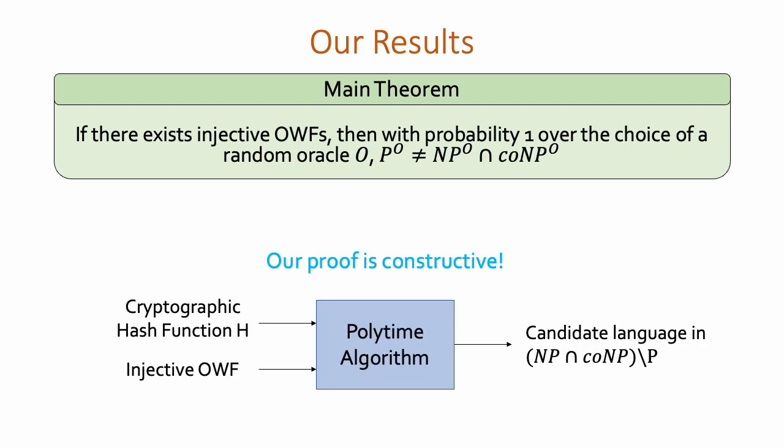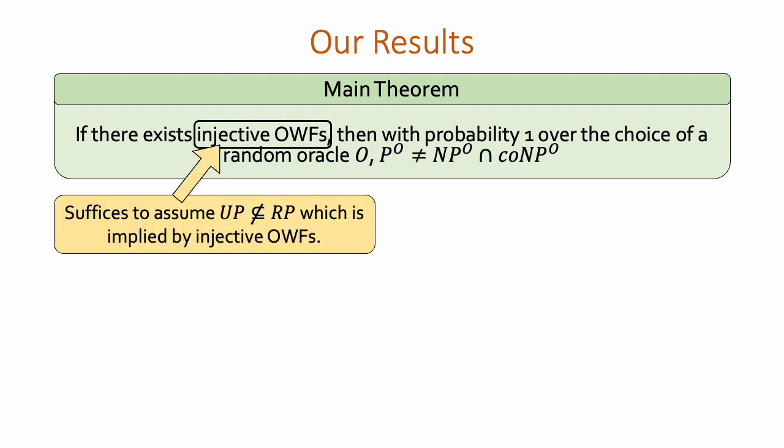So if we take our favorite injective one-way function and instantiate the random oracle with some cryptographic hash function H, we have a polynomial time algorithm that generates a candidate language in NP intersection coNP, which is not in P. In fact, we can relax the assumption of injective one-way functions and just assume that UP is not contained in RP, which is implied by injective one-way functions.